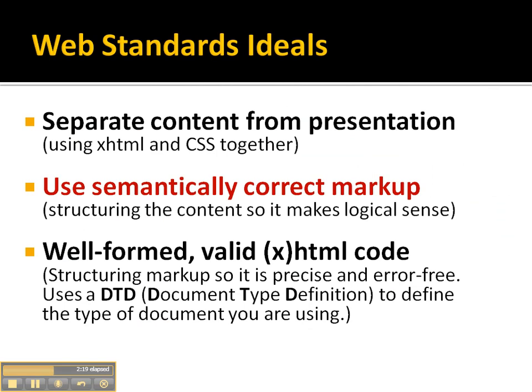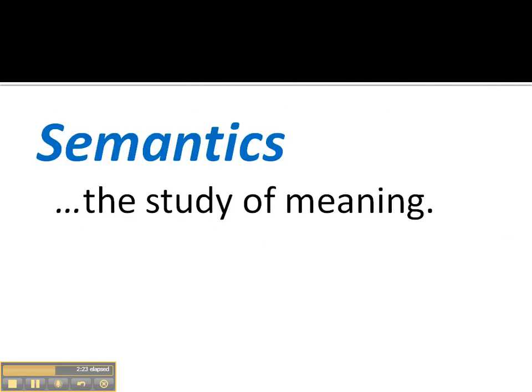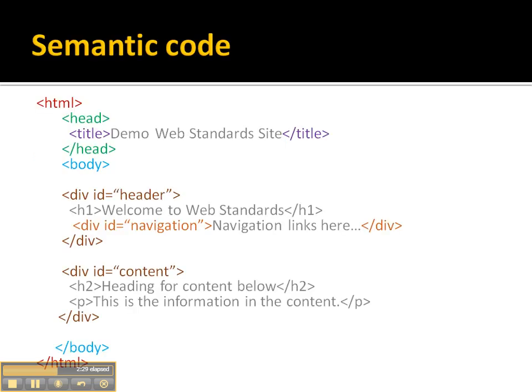So the next thing is using semantically correct markup. Now, semantics is the study of meaning, which means, hey, if this is a heading, make it a heading. If it's a paragraph, make it a paragraph. And here's some code that I have just as example code. If you take a look at it, we have our head section here with the title, and so that's pretty semantic. It says Demo Web Standards Site, so that makes sense for what that is.